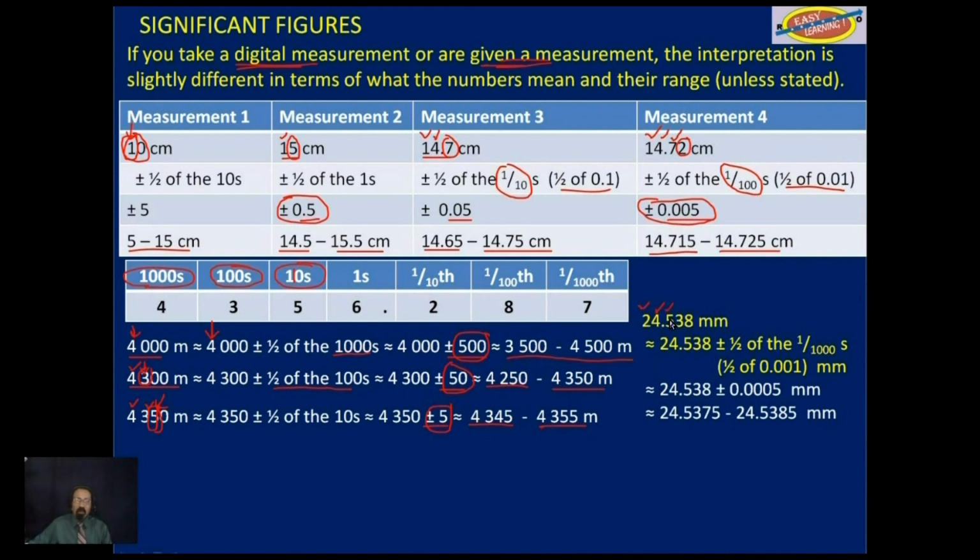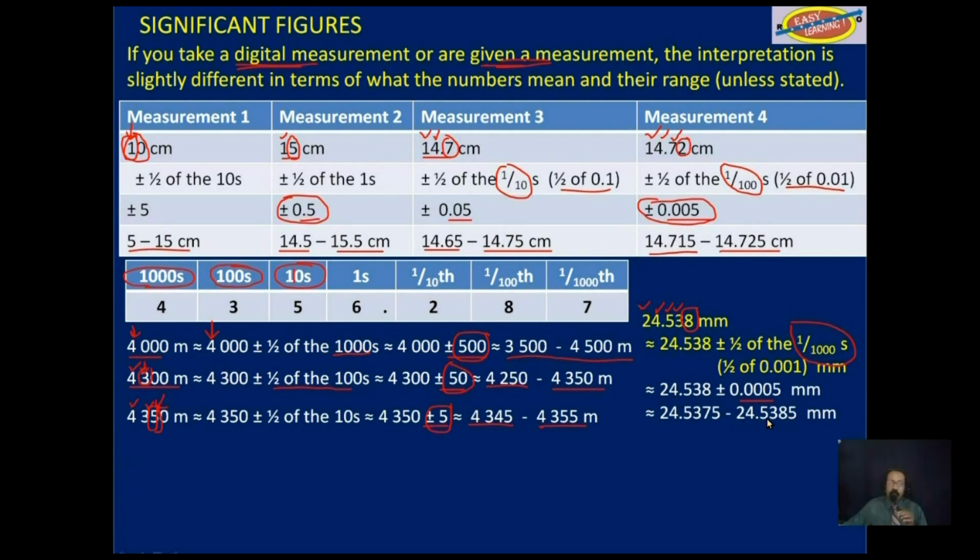And of course, if you measure something that says 24.538 millimeters, now you're sure of all of these, all of that. You're not sure of that 8. And that 8 is in the thousandths position. And so if we take half of a thousandth, we will get 0.0005, and our measurement actually means 24.5375 to 24.5385.